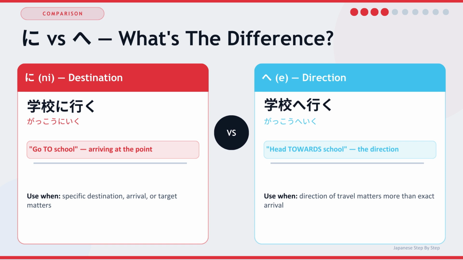Here is the core difference. Same sentence, same verb iku, same destination gakko. But ni feels like arrival. He feels like movement. Ni is the pin. He is the arrow. Both are correct. But the nuance is real, and native speakers feel it.